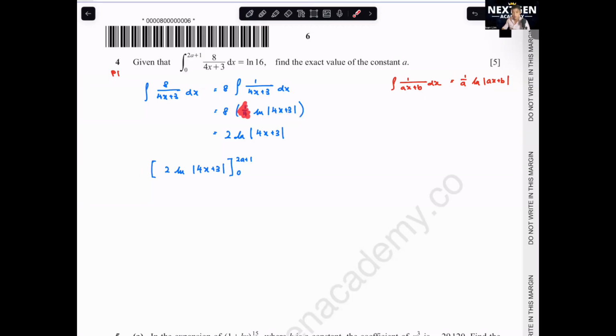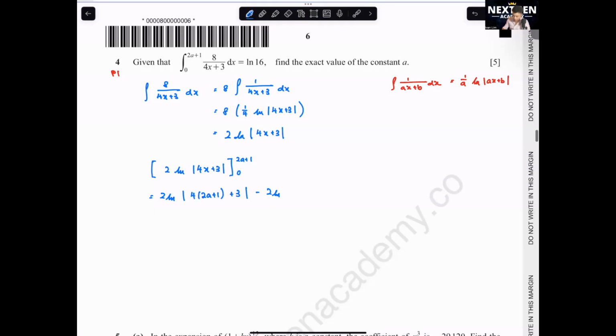So if you're missing this, your value will be wrong already. Okay, go revise back your ln 1. So when you substitute in this, I will just do this before substituting in the ln 16. Let's substitute in both of these values. So we get 2 ln 4 bracket 2a plus 1 plus 3 minus 2 ln.